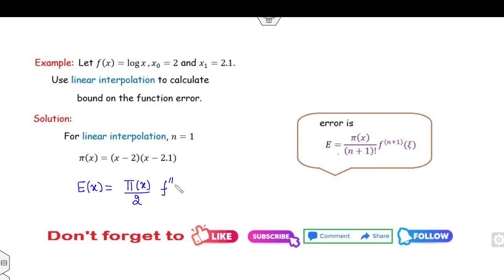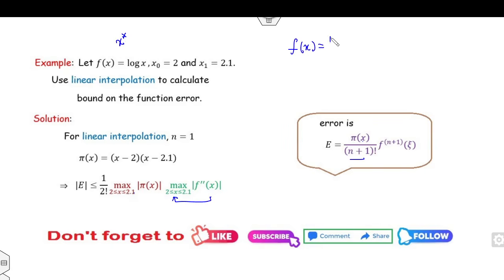And it is my second derivative. Fine. Then we can find the maximum value, which is taken as less than or equal to 1 over 2 factorial, maximum value of this. Again, you can see the value of x star is not given. So firstly, I can find the value of the derivative.